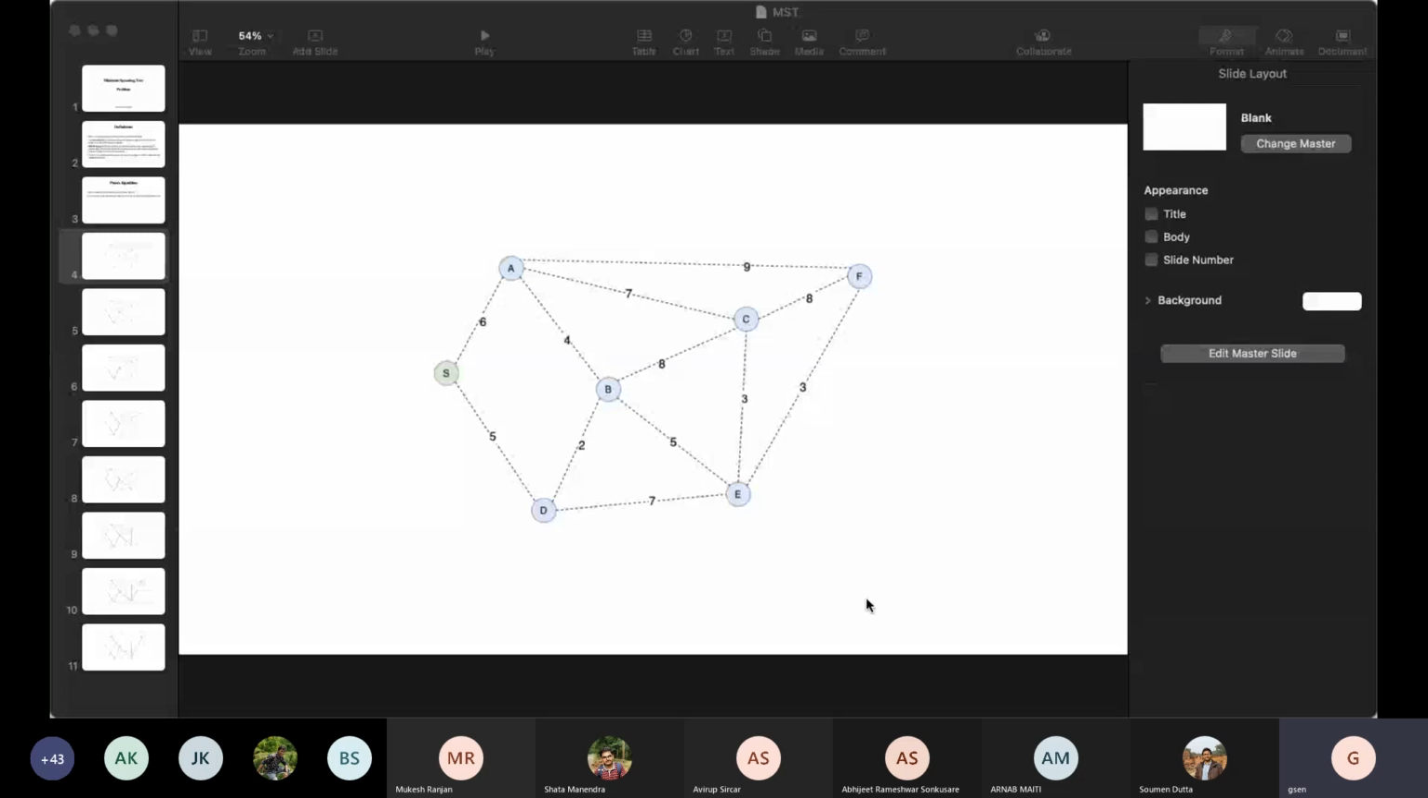Okay. So initially only S is in the tree. Now we look at all the edges that connect a node in the tree to a node which is still not in the tree. Say there are two edges right now, one with weight 6 and one with weight 5. We pick the edge with minimum weight among them. So we pick that edge and add the node D to the tree. And again, now we see that there are three edges that join a node in the tree to a node which is not in the tree, weighing 6, 2, and 7. We again pick the minimum one.